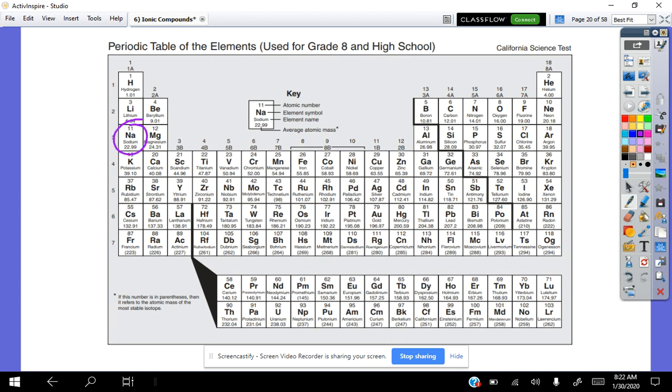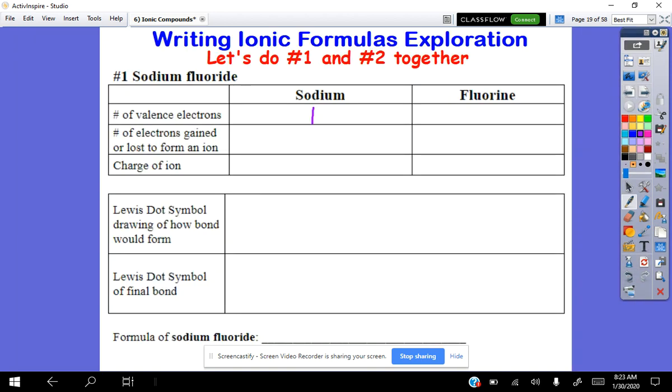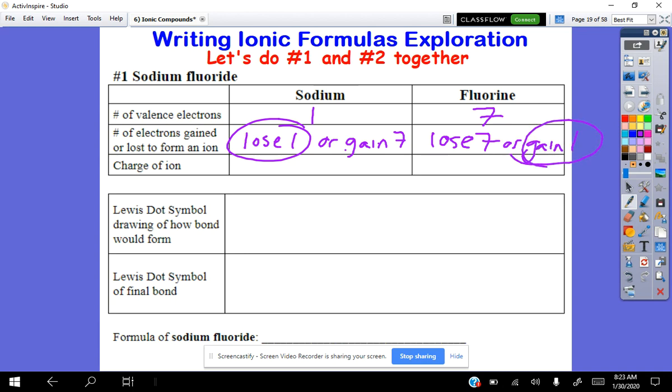So we want to look at sodium and fluorine. Sodium is going to have 1 valence electron, and fluorine is going to have 7 valence electrons. That's going to be my starting point here, 1 and 7. Then again, same thing we talked about before with ion formation. We have to ask ourselves, what's the easiest route? I can either lose 1 or gain enough to get to 8. Gaining 7 takes way too much, so I'm going to lose 1. And then I can also lose all 7 or gain 1. And gaining 1 is the easier option here.